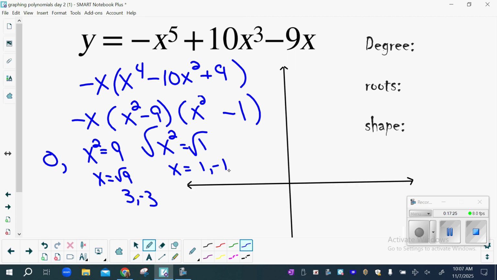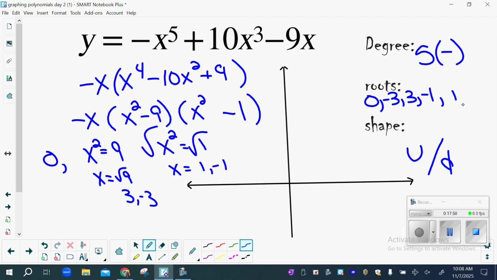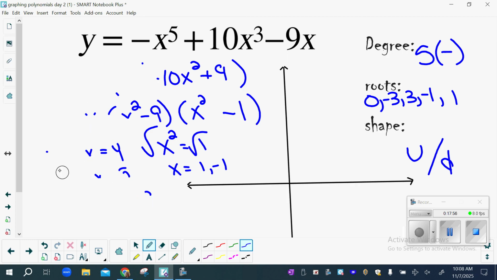So let's go on over to the big board here. We're at a 5th degree and it's negative. So 5th degree negative, which tells me it's gonna end badly, but it started good. They don't match because it's odd, right? And my roots here, I got 5 of them. 0, -3, +3, -1, and +1. No bounces, just a lot of getting through this baby.